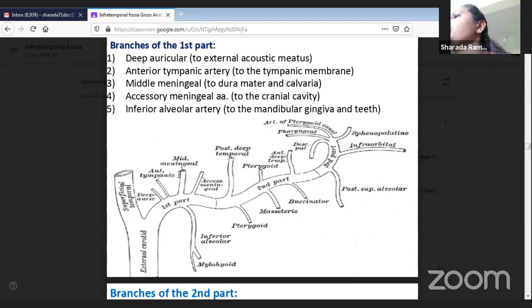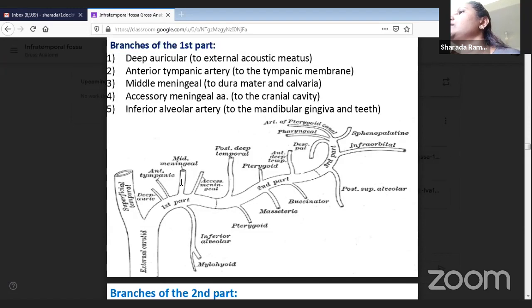Then you're going to meet the third one, that is your middle meningeal. Now the middle meningeal's destination is the foramen spinosum. As it goes to the foramen spinosum, it is going to get two nerve roots, and these two nerve roots together join to form the auriculotemporal nerve. So it is very next to the auriculotemporal nerve.